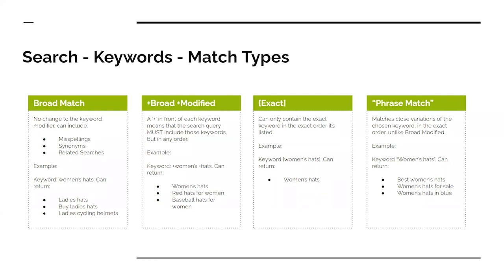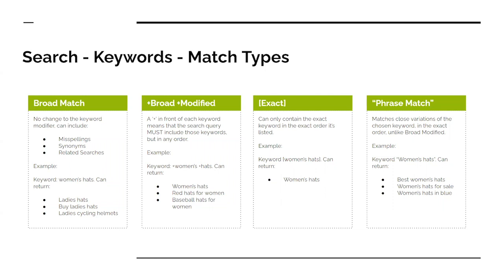Then we have exact. Exact is exactly what it says on the tin. It has to be those words, and it has to be in that order. There is no phrase match or anything related to that. It has to be that specific keyword. We normally see a much lesser search volume for that. So if BMW put BMW as an exact match, we wouldn't see any alternatives, any models, any services, any other type of word beyond BMW.